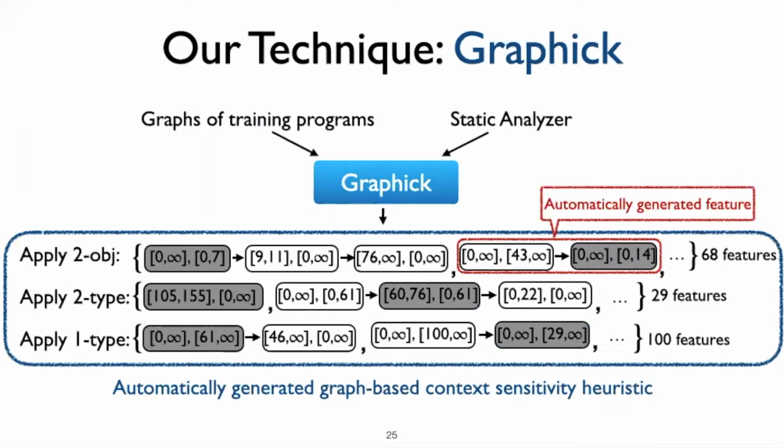This is an overview of our technique, Graphick. It takes graphs of code bases and a static analyzer as input. From the input, Graphick produces a graph-based heuristic, which is represented as a sequence of sets of features. Each sequence presents nodes to be assigned with the same label. Here, the label means the context. For example, the sequence applied to 2OBJ presents nodes that need to be analyzed under two-object sensitivity. The generated heuristic will take an unknown graph and classify the nodes for the main analysis.